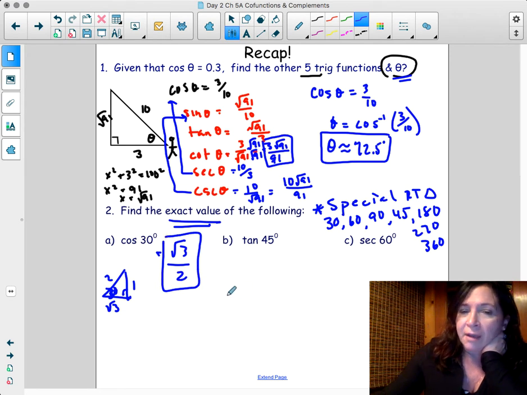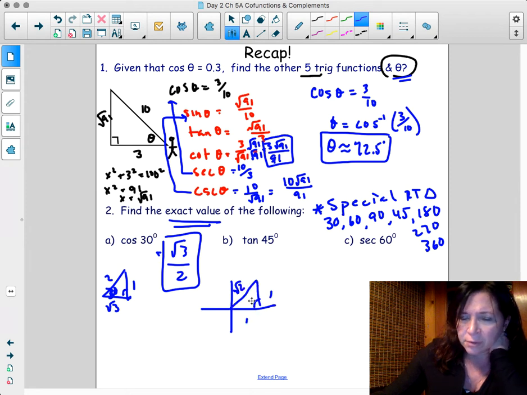Tangent of 45, you know, is 1. But I'm going to just draw my right triangle. 1, 1, square root of 2. Tangent's opposite over adjacent. Okay, opposite over adjacent. So that's 1 over 1.